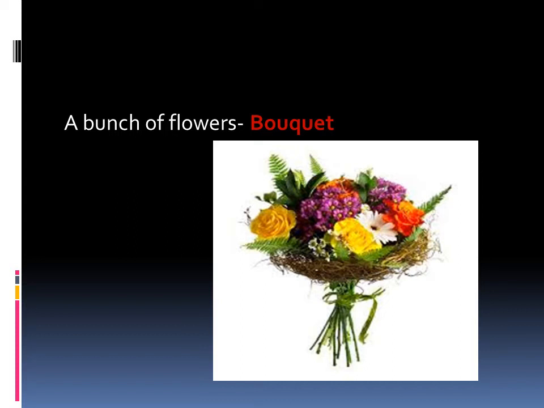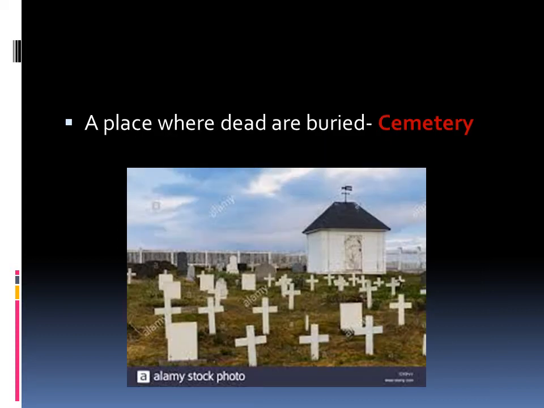One thing should be noted down here. A bunch of cut flowers is a bouquet. A place where dead are buried. Cemetery.